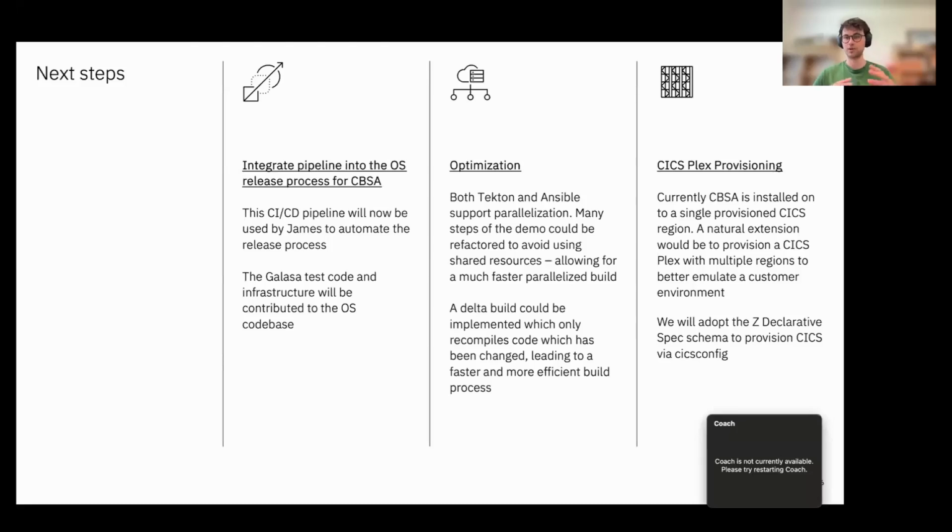Right now we're provisioning a single region. We're aware that often CICS applications are actually deployed onto a CICSPlex. That would be a more realistic scenario. We're investigating ways to achieve that using the provisioning collection. But we're also really interested in the z/OS declarative specs schema and CICS config, which are both being worked on with some open source samples available. So looking into new ways of deploying our CICS environment.